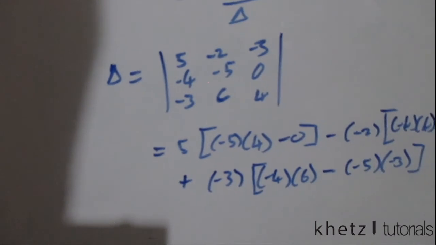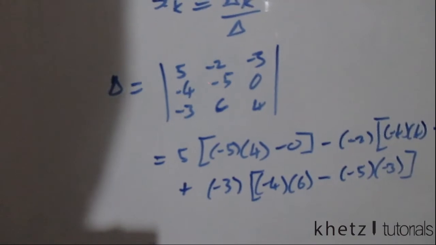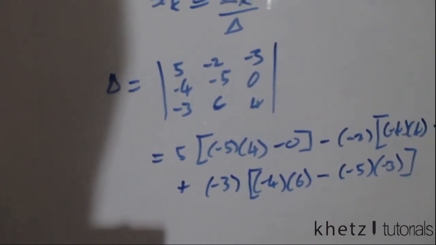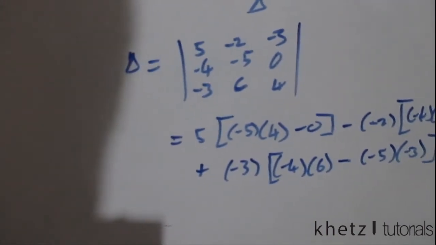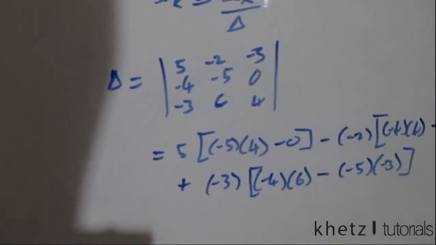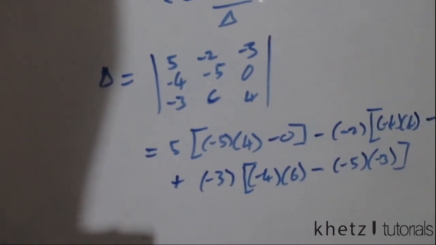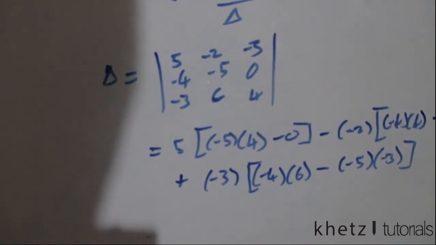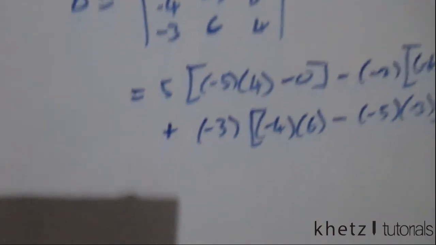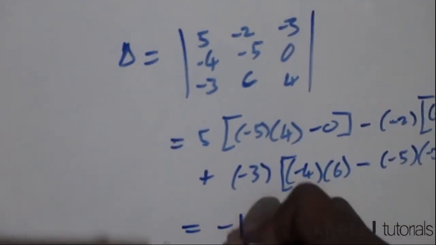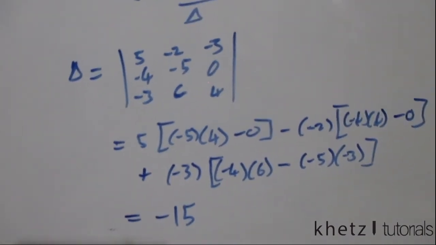So 5 multiplied by -20, 2 multiplied by -16, right? Then we have -3 multiplied by -24, minus 15, and your answer should be -15, the determinant of the A matrix, right?